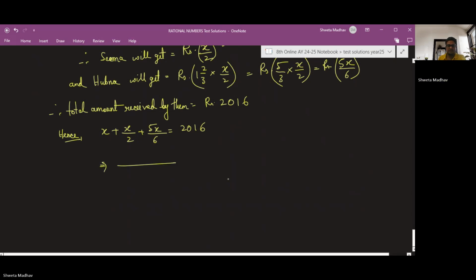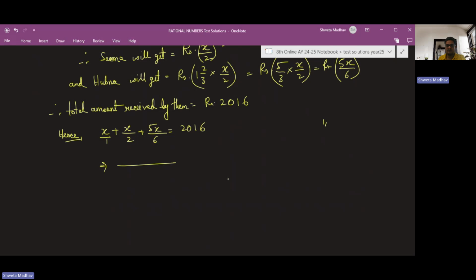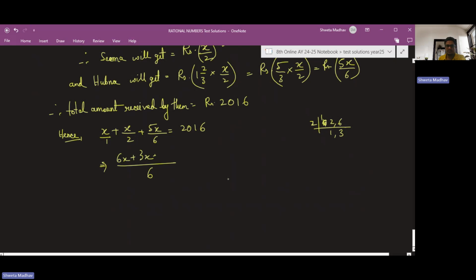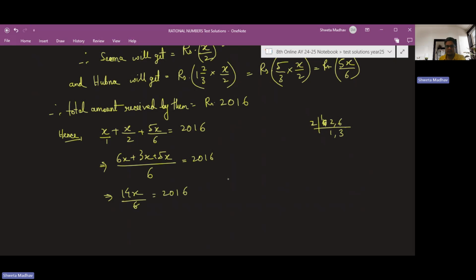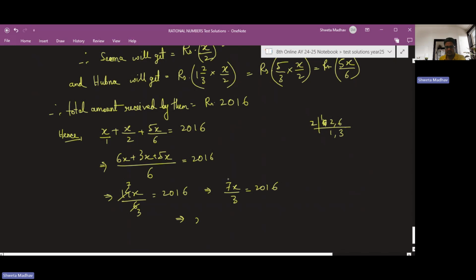So then the LCM of 1, 2, and 6 is obviously 6. 2 1s are 2, 2 3s are 6, so 6 is the LCM. So this will be 6X plus 3X plus 5X, that is equal to 2016. So 6 plus 3 plus 5 is 14. So 14X by 6 is equal to 2016. Now 2 3s are 6, 2 7s are 14, so hence we can say 7X by 3 is 2016. So therefore X we need to find out. X will be equal to 2016 into 3 divided by 7.